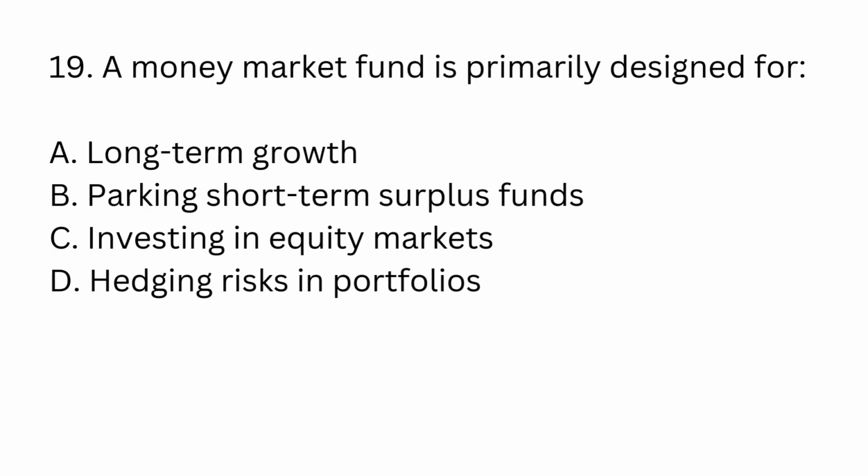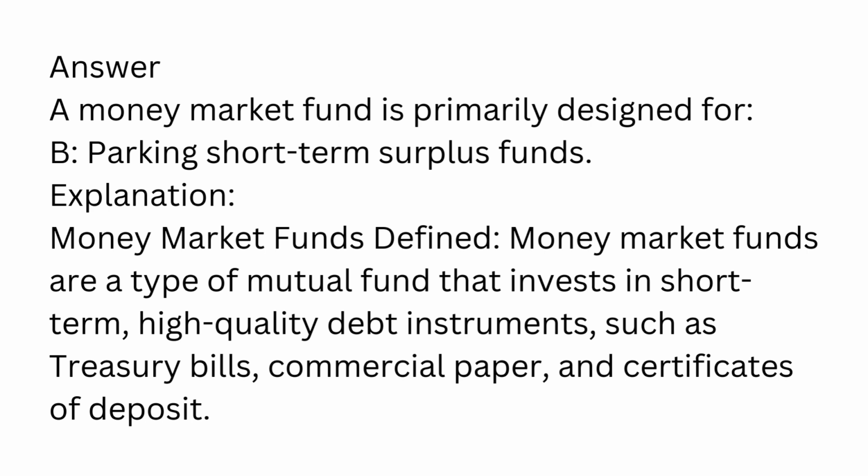19. A money market fund is primarily designed for A. Long-term growth. B. Parking short-term surplus funds. C. Investing in equity markets. D. Hedging risks in portfolios. Answer. A money market fund is primarily designed for B. Parking short-term surplus funds.